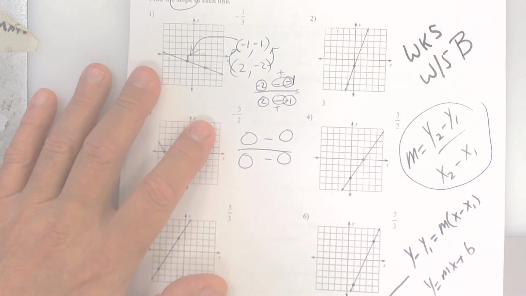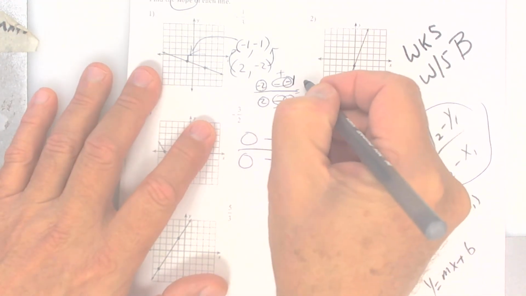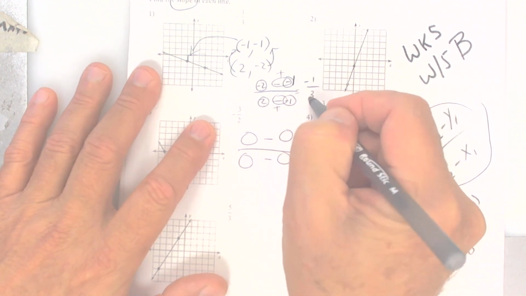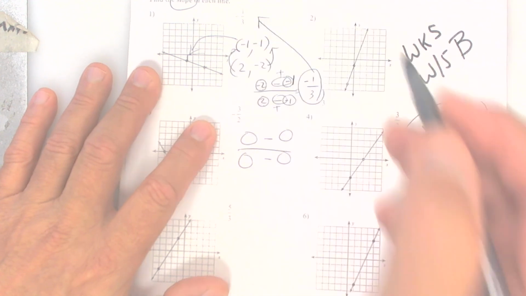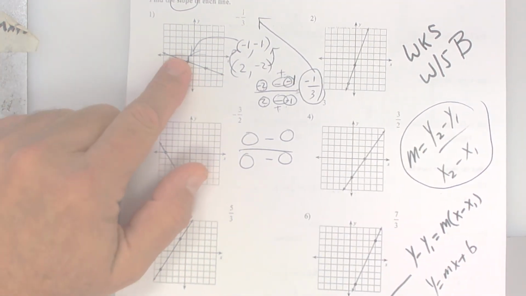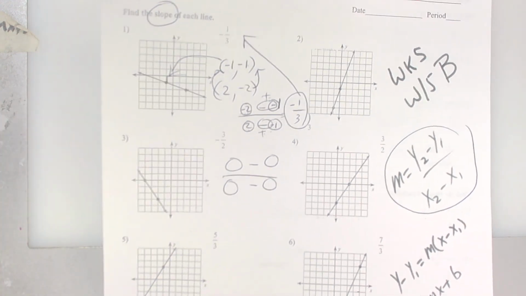Okay, so at this point, let me think. Okay, here, there it is. So negative 2 plus 1 is negative 1. And then this becomes 2 plus 1, so that gives me 3, and that's what the answer is. Okay? That's the slope of this line right here. It's going down, so it's a negative. All right, that's how you do the front side. Let's look at the back side.